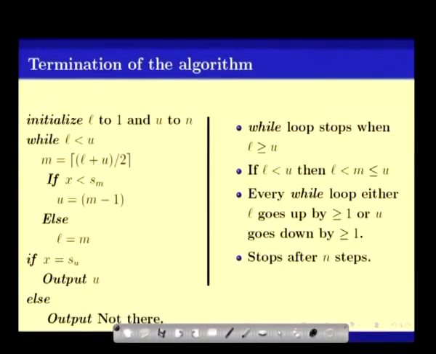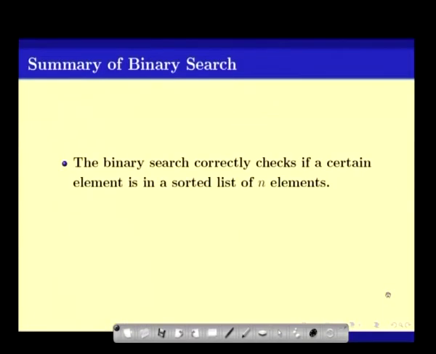Welcome back after the break. Before the break, we were looking at the binary search algorithm, and we saw the pseudocode of this algorithm, and we proved that this algorithm terminates. Now, to summarize binary search, the binary search correctly checks if a certain element is in a sorted list of n elements. It is crucial that it is a sorted list and not just any randomly ordered list.